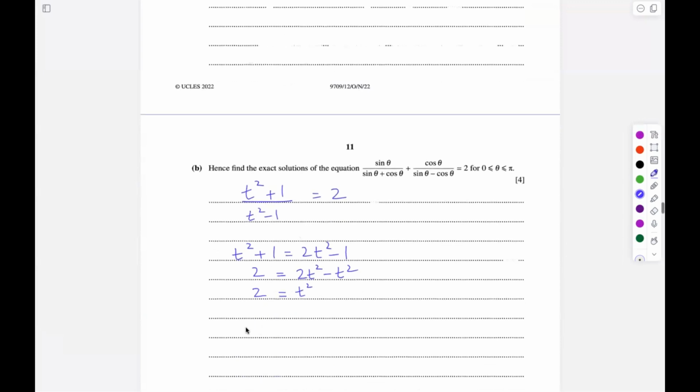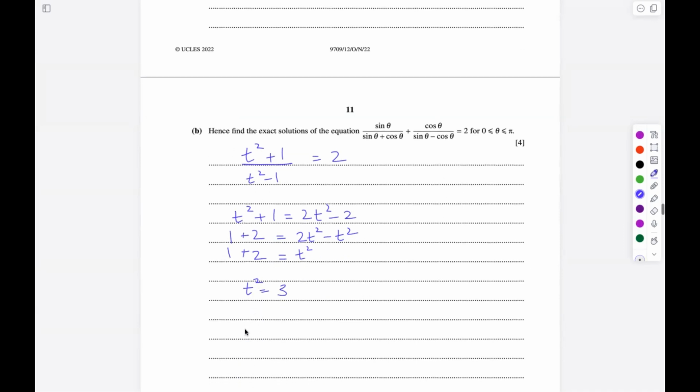So this 1 would have become a 2, so this will be a 2 up here. So taking 2 on the other side, this will become 1 plus 2. So tan squared will be equal to positive 3. Now to find tan theta, we'll take the square root of 3.